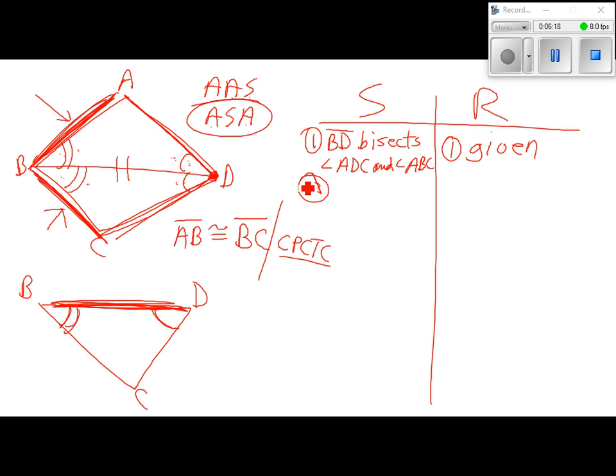As soon as you see an angle being bisected, what do you know about these two angles? Help me out. Somebody name that top angle right there. ADB. Remember, the vertex has to be in the middle. Angle ADB.